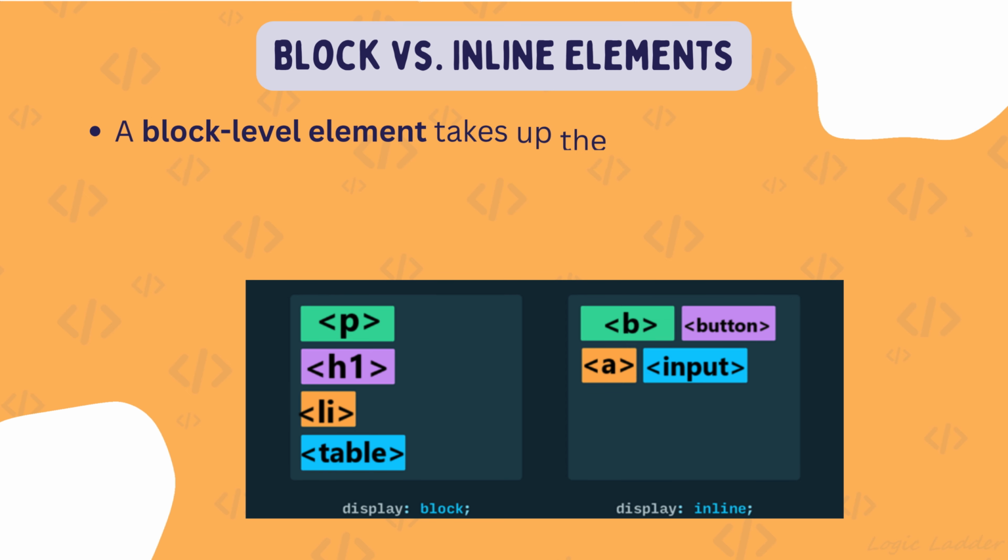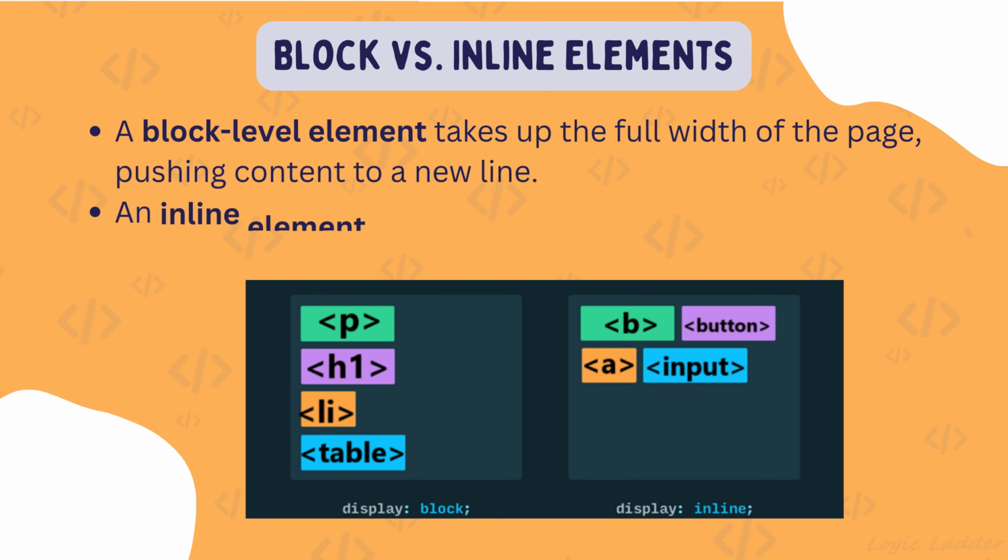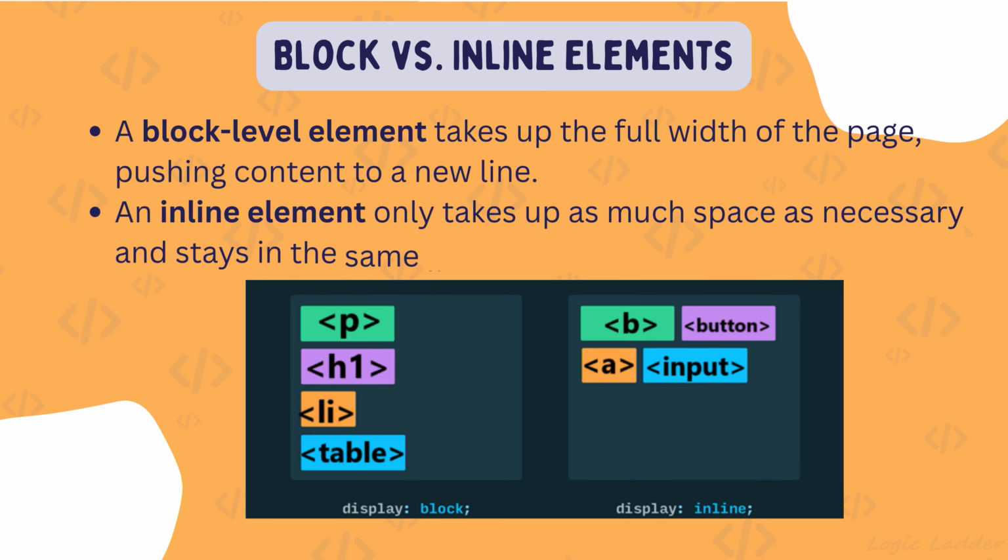Before that, let's learn the difference between a block element and an inline element. A block level element takes up the full width of the page, pushing content to a new line. P, H1 to H6, LI, and table are all block elements. On the other hand, an inline element only takes up necessary space and stays in the same line. Examples include anchor, input, and button tags.